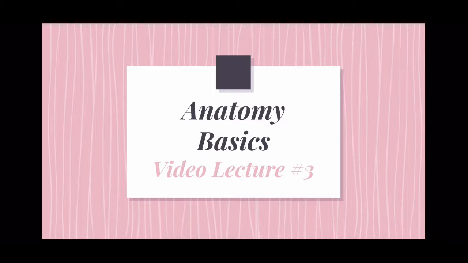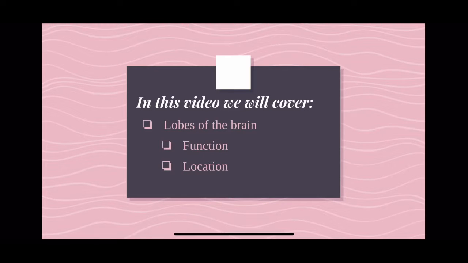Welcome to video lecture number 3 for Anatomy Basics. In this video, we are going to cover the lobes of the cerebral cortex. We're going to talk about their function, and we are going to talk about the location of each.